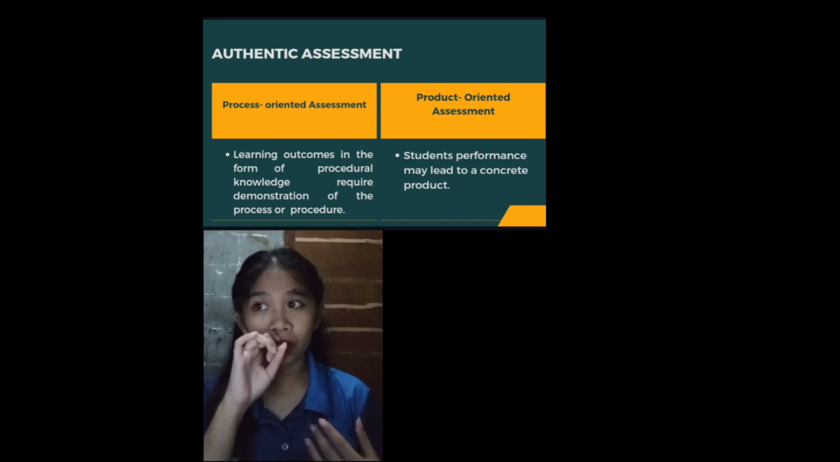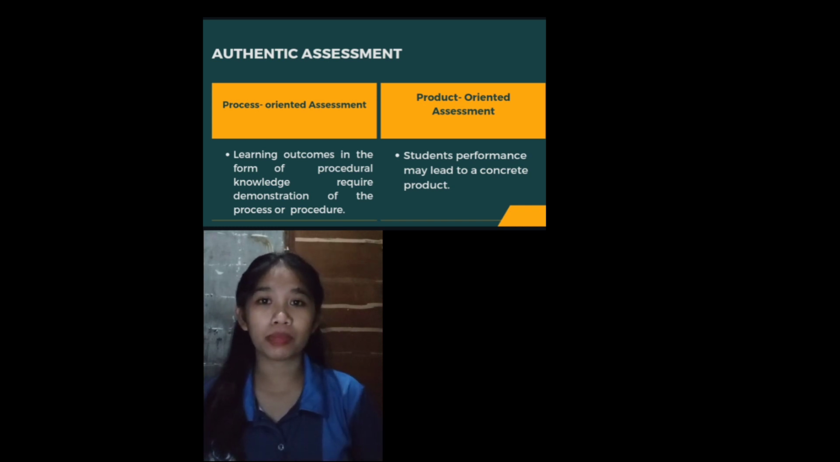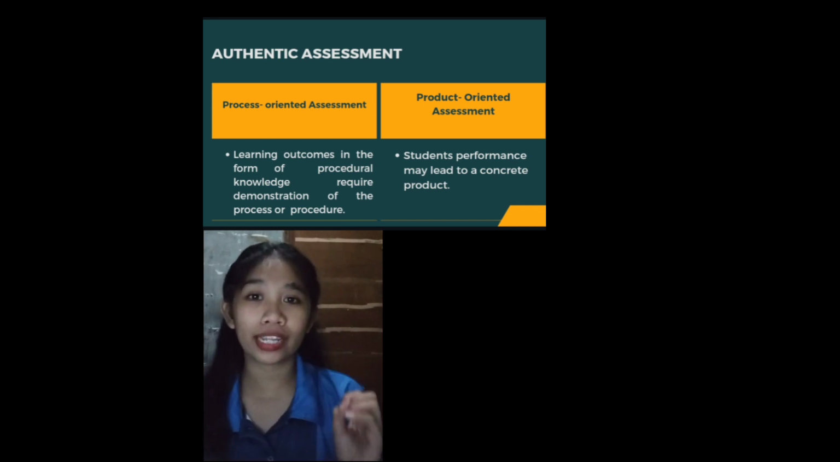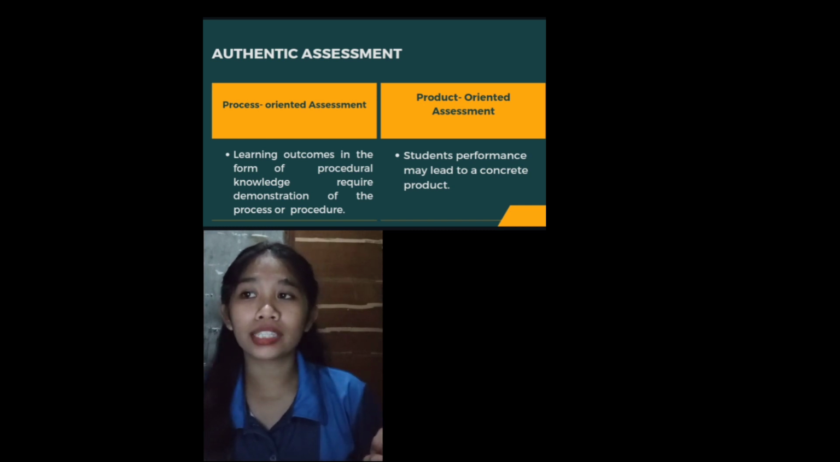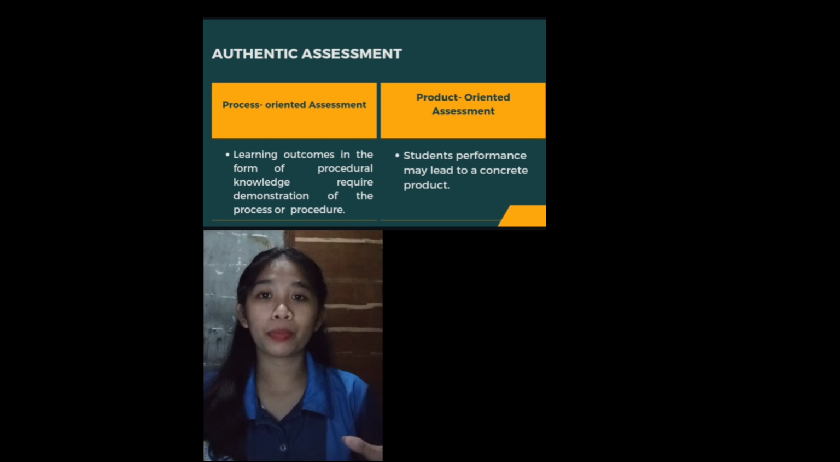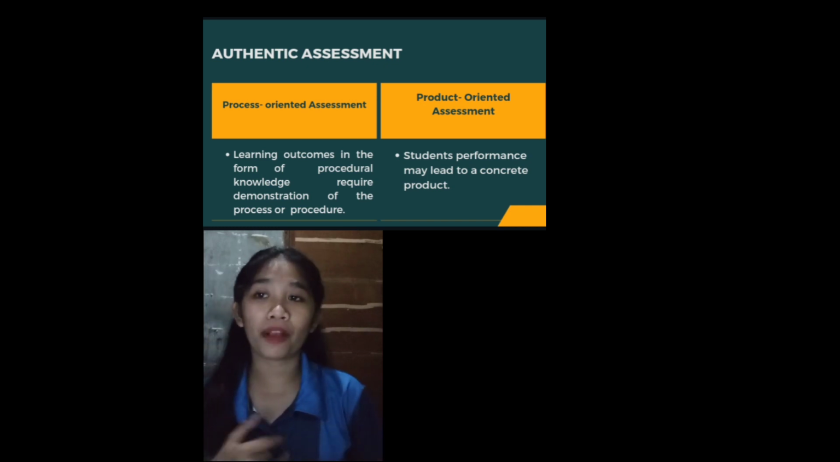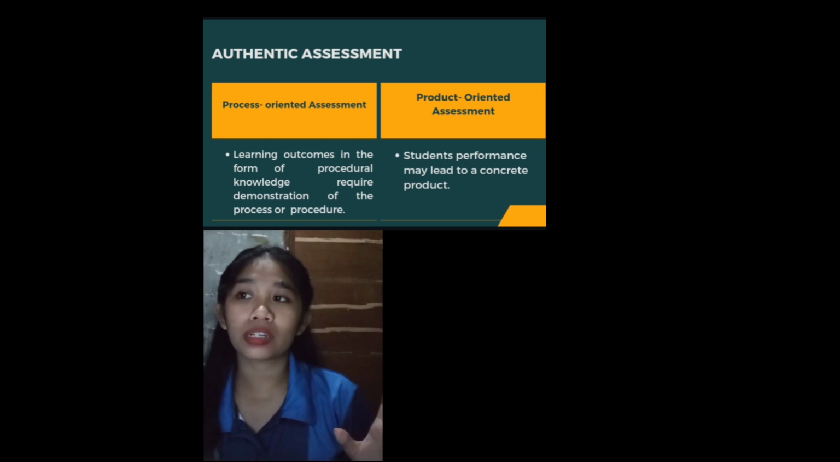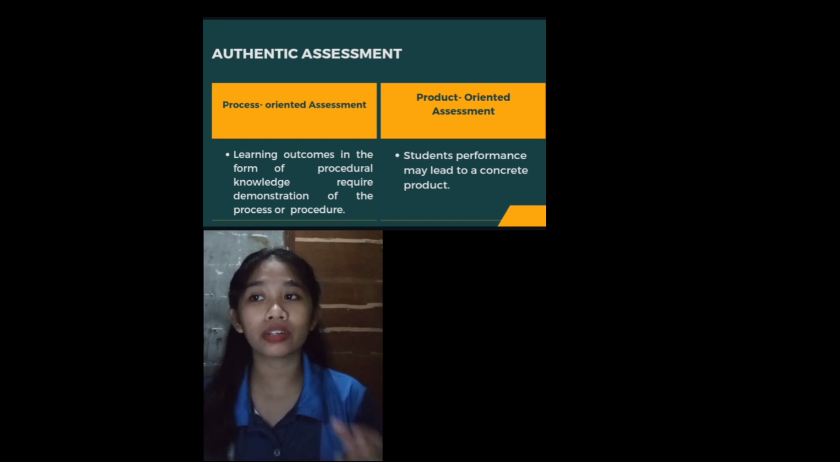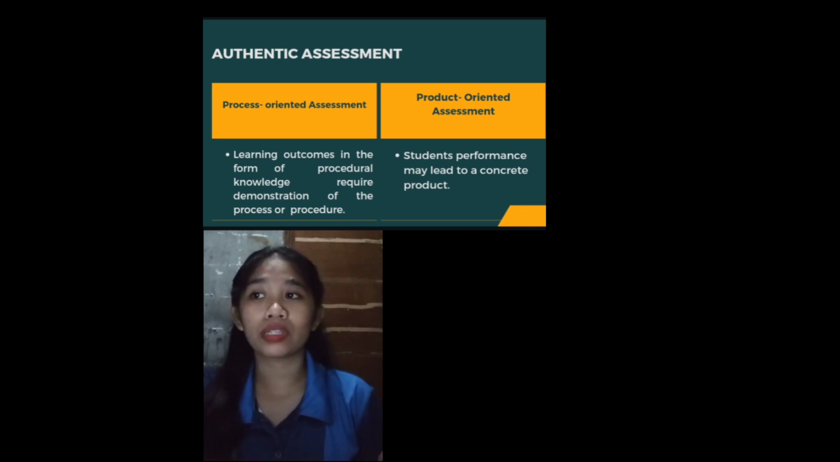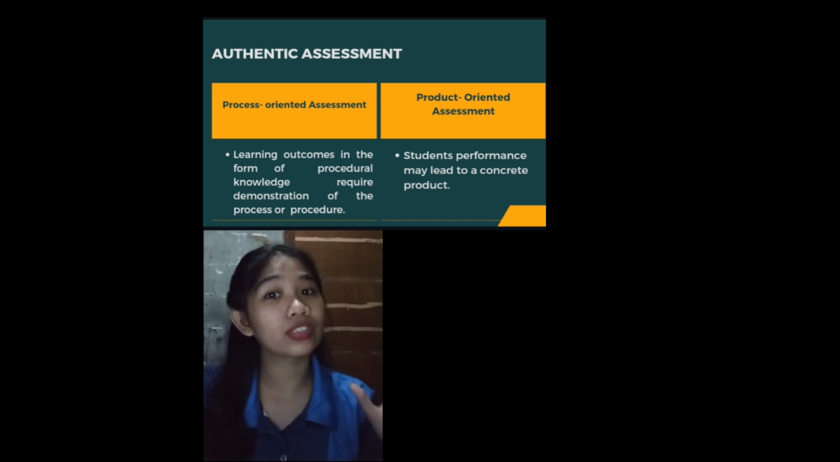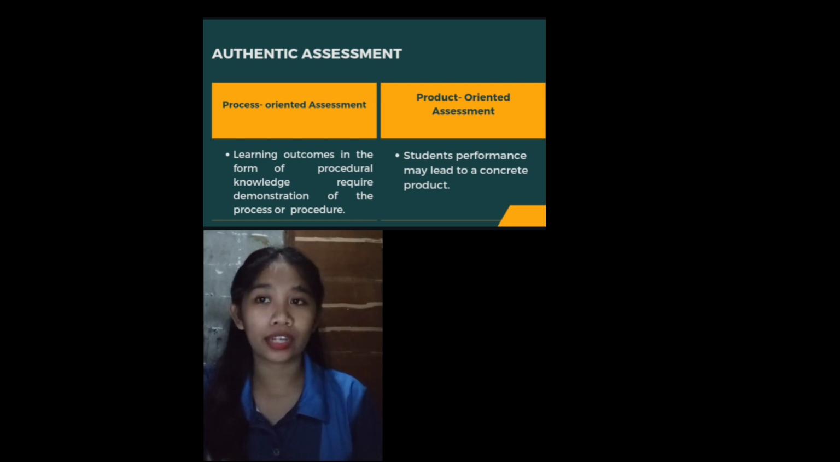Now let's move forward to the product-oriented assessment. So what is product-oriented assessment? In product-oriented assessment, student performance may lead to a concrete product. These students' products are the concern of product-oriented authentic assessment. So when we say product-oriented, it is the outcome of the learning of the student.